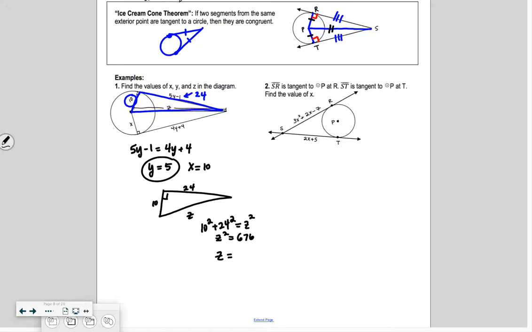Okay, but let's think about it. Is it between 10 and 20, 20 and 30, 30 and 40? What's it between?